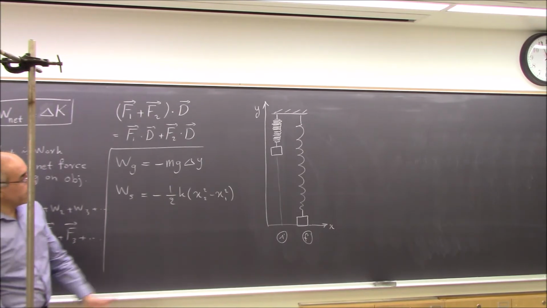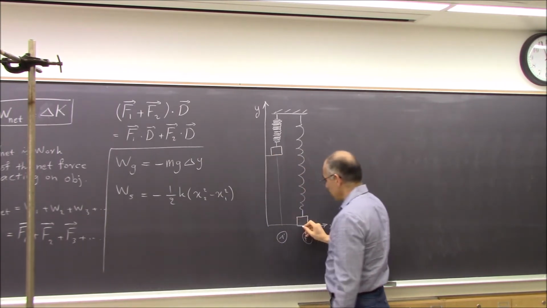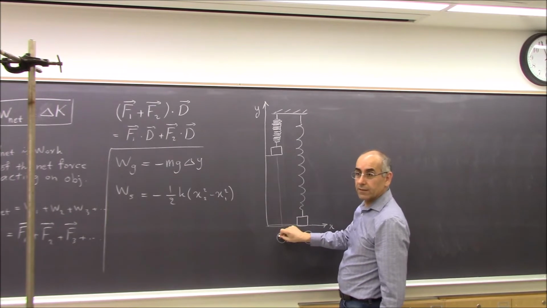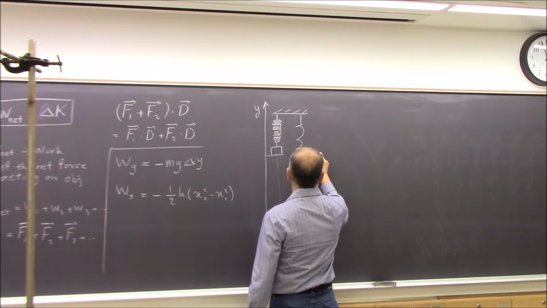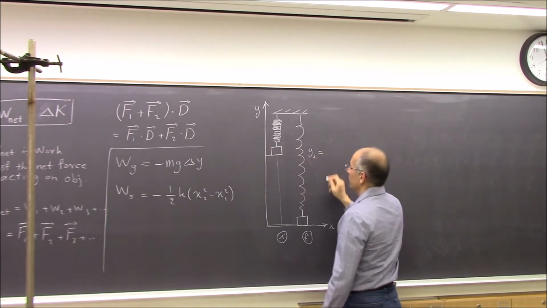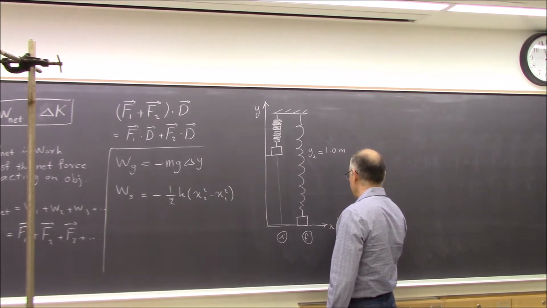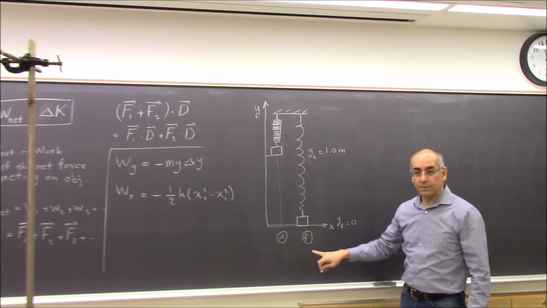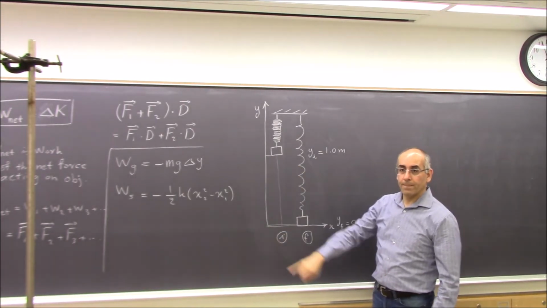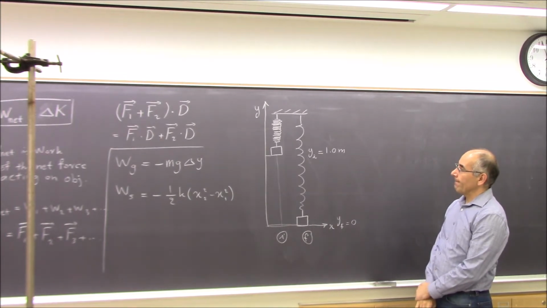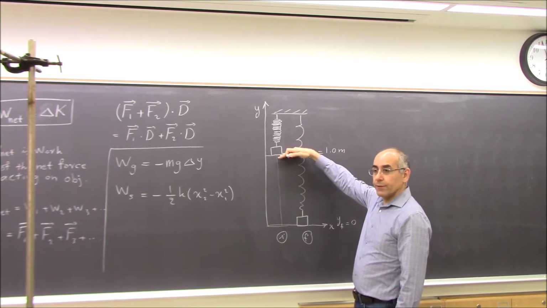Now, what do I know about the initial situation? I know the difference of the length between these two is 1 meter, right? So I can say here y initial is equal to 1 meter, and y final is equal to 0, right? 0 of the y-axis is here, and this is 1 meter up. And then the spring is relaxed at this point.